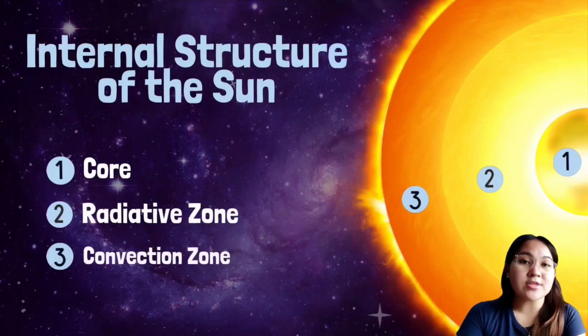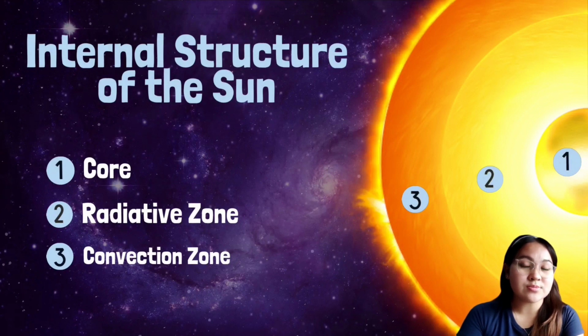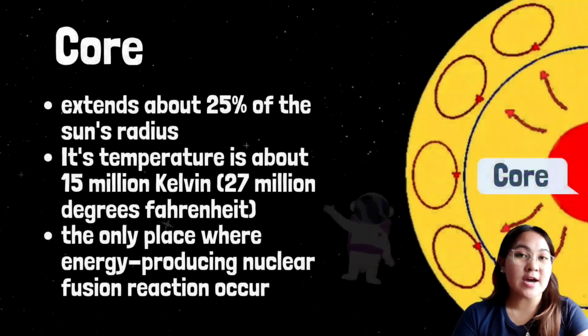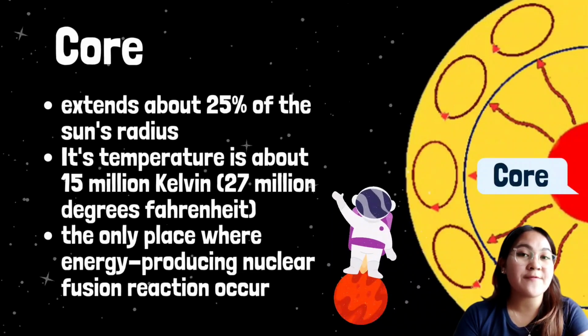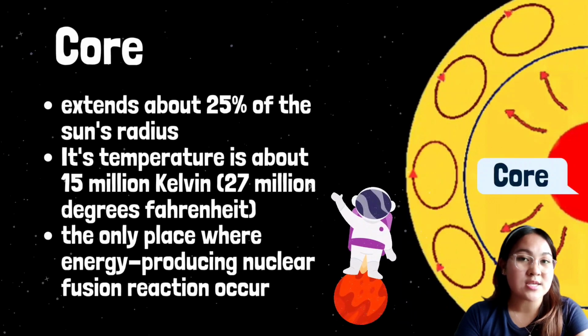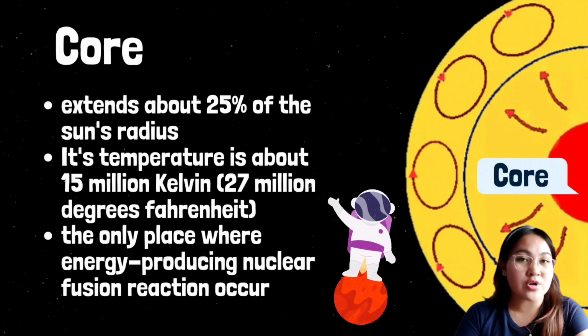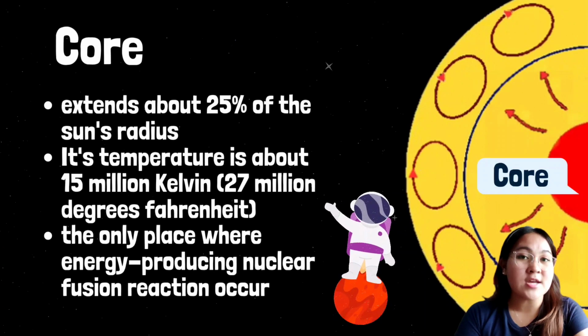First, let's talk about the inner layers or the interiors of the Sun, which are composed of the core, the radiative zone, and the convection zone. Deep inside the Sun is the innermost layer, the core, which is a gigantic nuclear factory that extends up to 25% of the Sun's radius. The temperature in the core is at least 15 million Kelvin or 27 million degrees Fahrenheit.